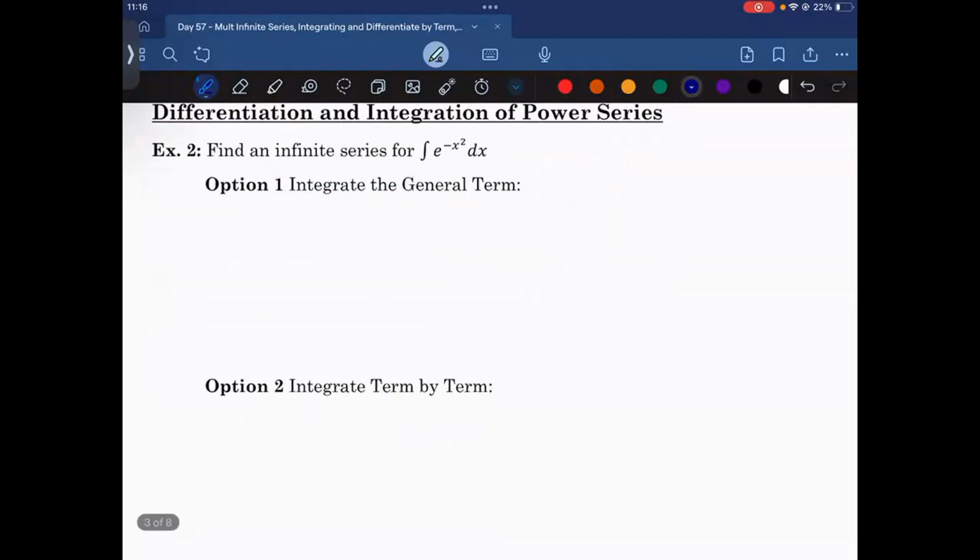The second one, we're going to integrate these series. So there's 2 options to do. Choose whichever one makes the most sense for you and that you'll remember how to do. You're going to integrate the general term. The general term for this one is just integrating what the summation form looks like.